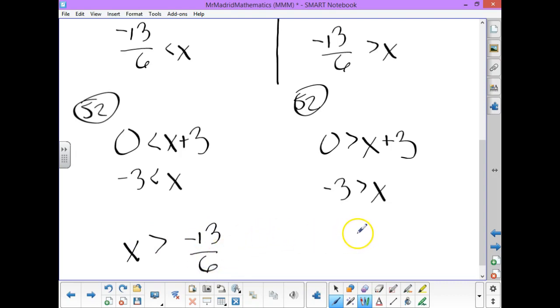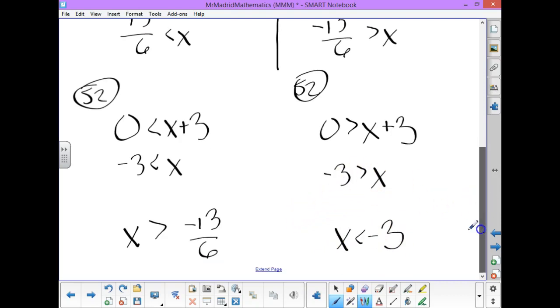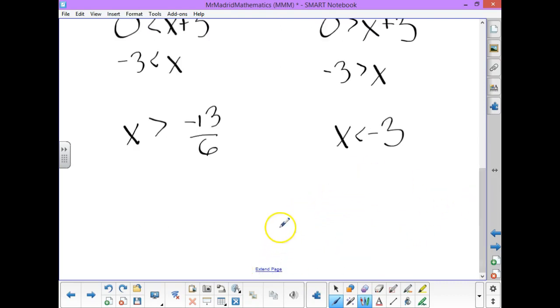Now let's look at this scenario. If you have x is less than this quantity and x is less than this quantity, which one would hold true in both scenarios? And we would go with x is less than -3. So we can go ahead and put the word or in between to describe the solution set.